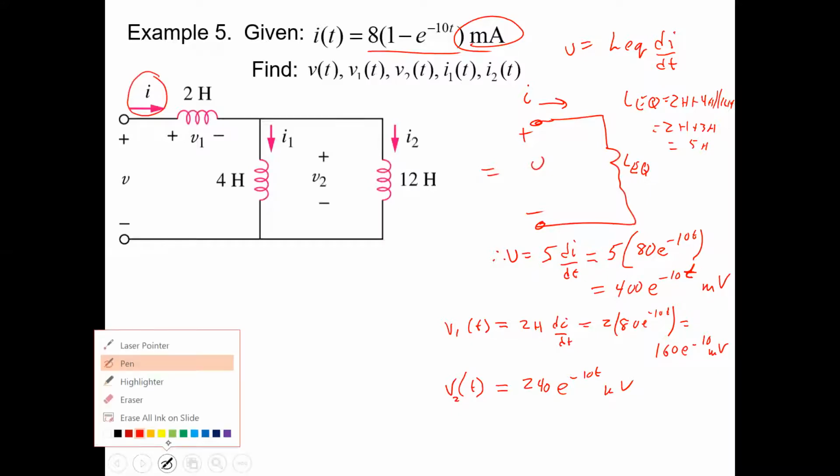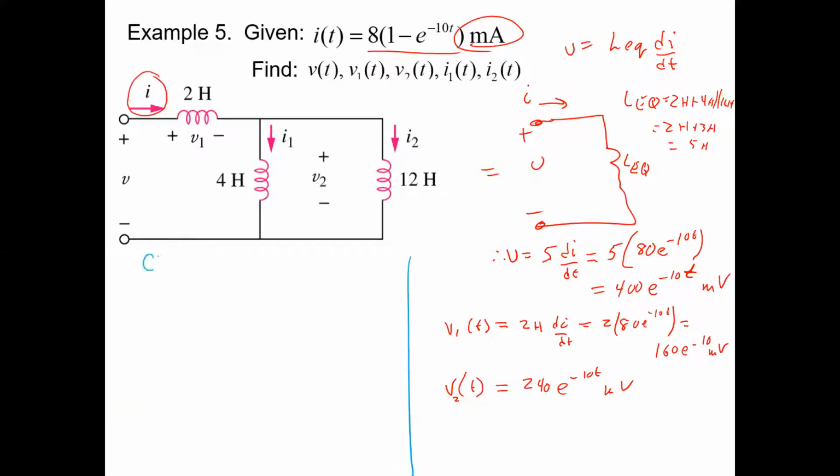So this is kind of interesting. So we can do the current divider equation here. And since we know what I is, I1 should be 1 over the inductance times I over 1 over the inductance of itself plus the sum of the reciprocals of the inductances. So that equals 1/4 over 1/4 plus 1/12 times 8 times 1 e to the minus 10t.